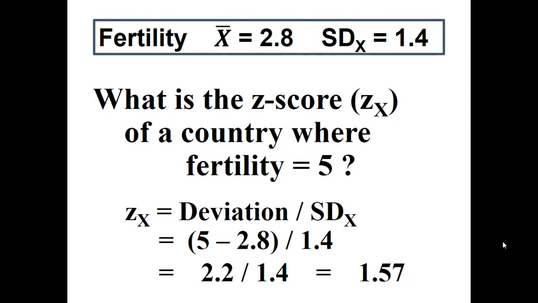The z of x is equal to the deviation divided by the standard deviation, right? But we're talking about x. In the next line, the deviation is equal to the score, which is 5, minus the mean, 2.8. And then once we have subtracted one from the other, we divide that by 1.4, which is the standard deviation. And when we do the math, we get 2.2 divided by 1.4, which is equal to 1.57.